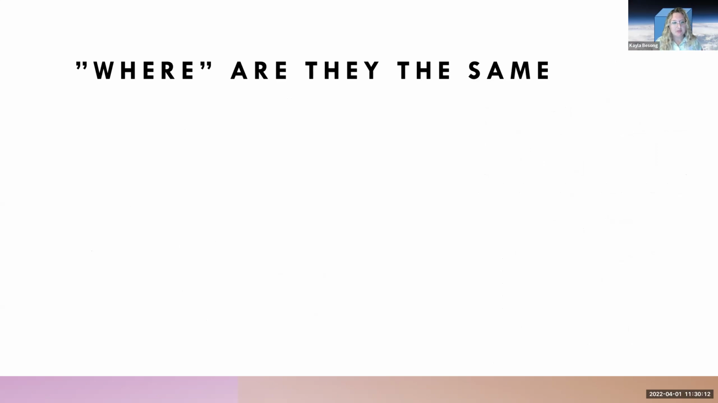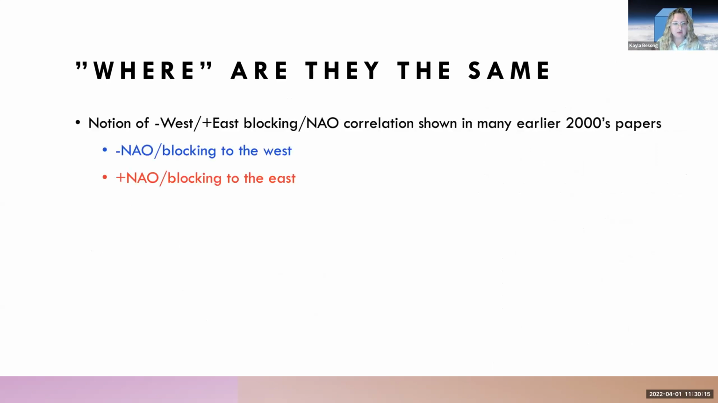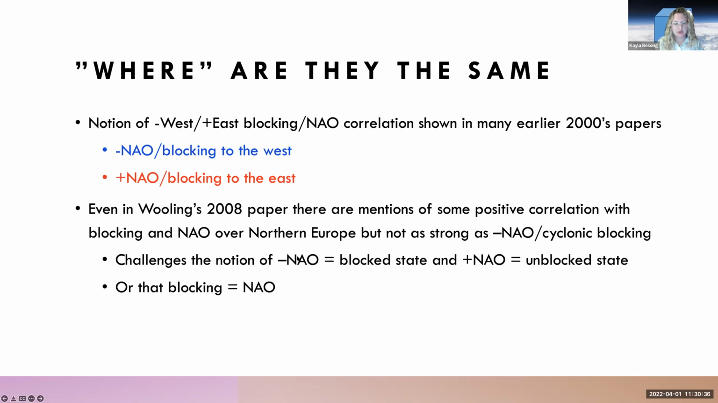And where are they the same, right? And so there's a lot of notion of this idea of the negative west, positive east blocking NAO correlation shown in many early 2000s papers, right? So we have the negative NAO and blocking correlating strongly to the west, and positive NAO and blocking correlating strongly to the east in the North Atlantic, obviously. Even in Woollings' paper, the guy who said that the NAO is only blocked and unblocked, he did see some of that positive NAO over Northern Europe. So this challenges, again, this notion that the NAO and blocking might not be the same thing all the time.